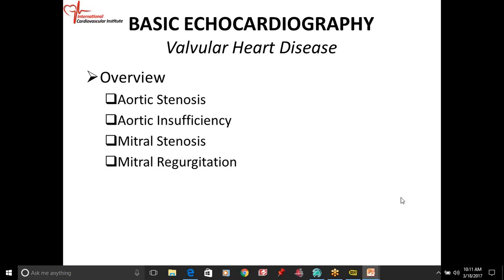So this week's lecture is going to be on valvular heart disease. We should be able to complete aortic stenosis, but the full spectrum of what we're going to do on the valvular heart disease is aortic stenosis, aortic insufficiency, mitral stenosis, and mitral regurgitation. So those are the topics we're going to cover.